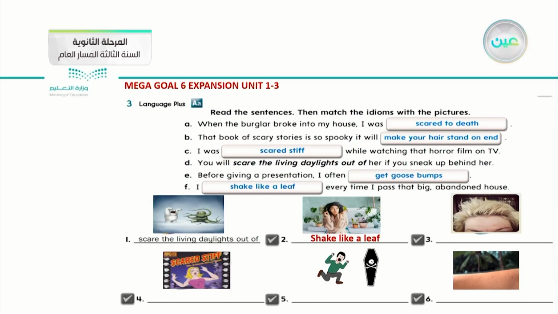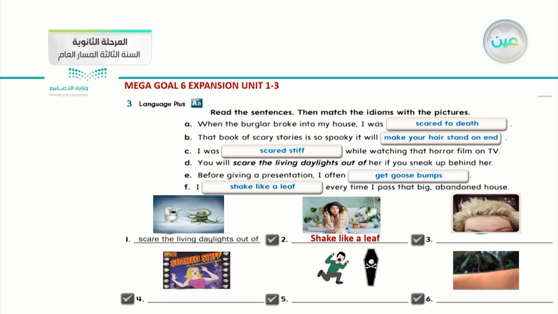Okay, number 2. The book of scary stories is so spooky, it will make your hair stand on end. What do you think is the suitable picture for it? In my opinion, I think the third one is the right one, which makes your hair stand on end. Okay, we transfer to number C, or letter C, sorry.